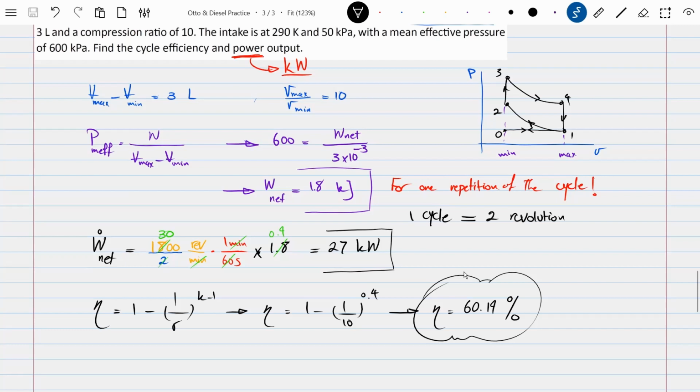This is a 4-stroke engine. Any four-stroke engine requires 2 revolutions of the crankshaft to complete 1 cycle, meaning that 1800 RPM is equal to 900 cycles. So all you need to do is multiply the work output of 1 cycle by 900 and then divide that by 60 seconds to find the power output.